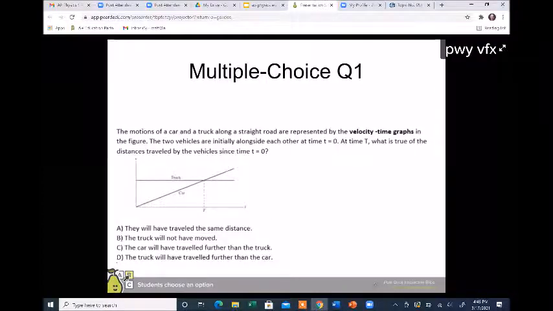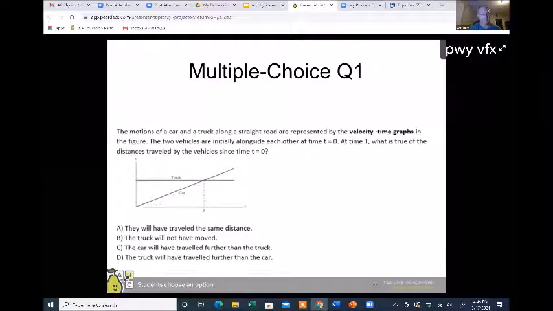He has a constant velocity. A constant positive velocity, right? The car, what's the car doing during the whole time interval? Accelerating. It's accelerating. It starts out about 0, and then it speeds up the whole time until it eventually gets as fast as the truck.